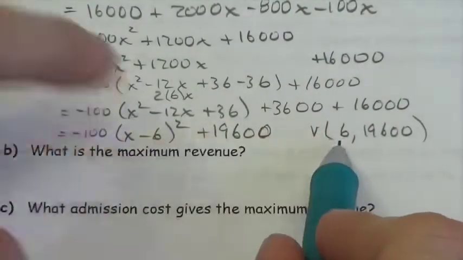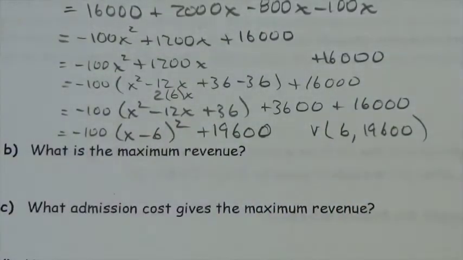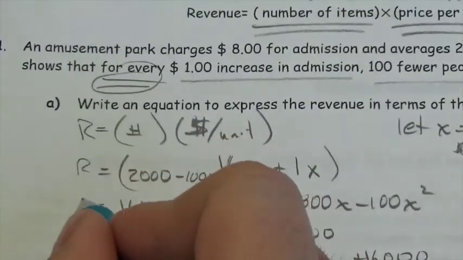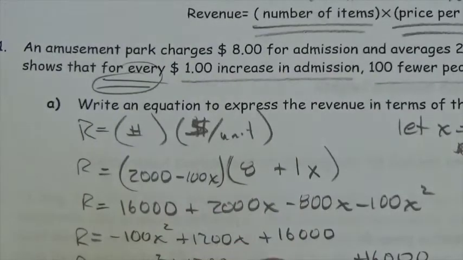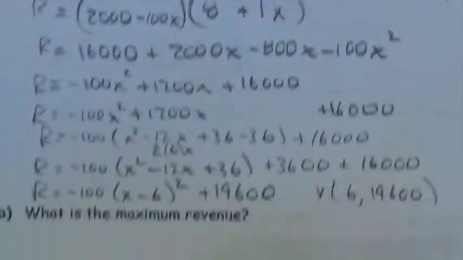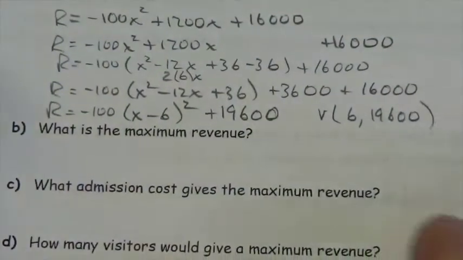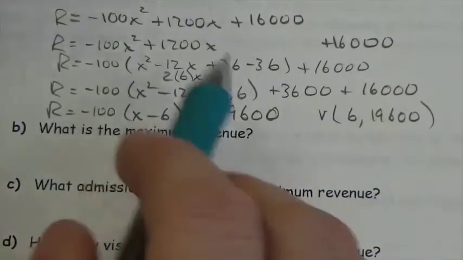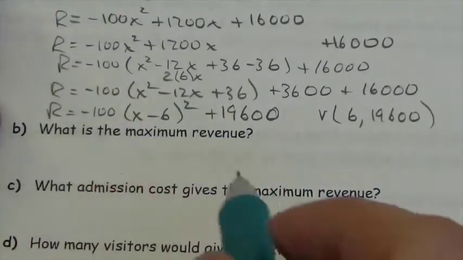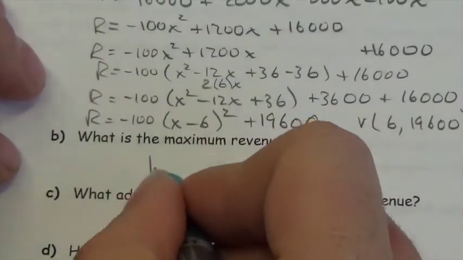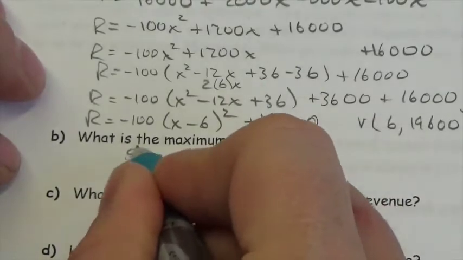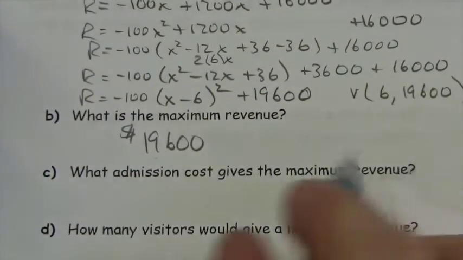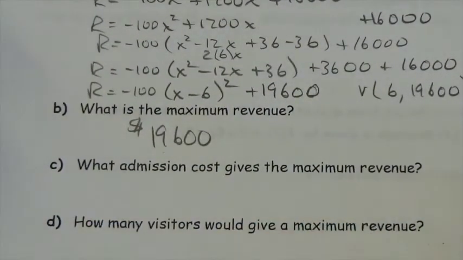Remember, this is going to be x, and then all the way down, and I didn't write it, but it's implied, all the way down those were r's, which means this is going to be my r variable, x comma r. There is no y here, x comma r. So what's my maximum revenue? $19,600. What admission cost gives us the maximum revenue?